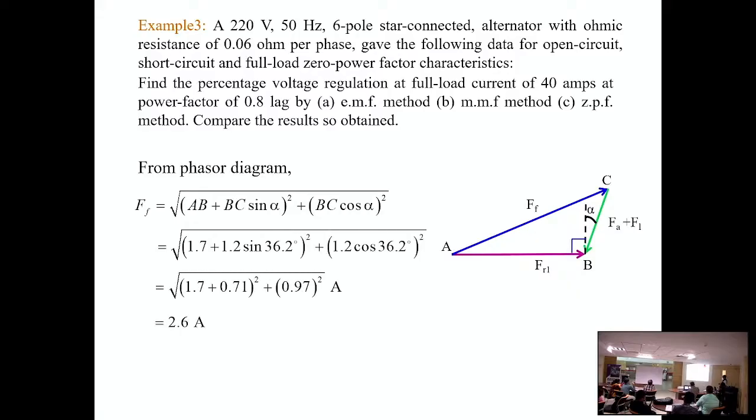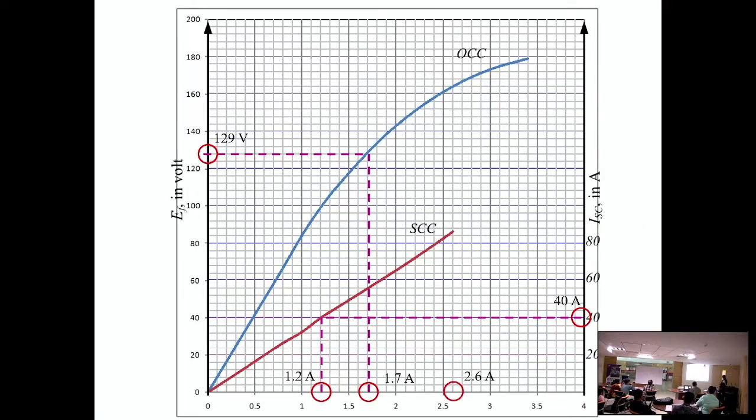FF is 2.6 ampere. Again go to your plot. Identify this ampere on the field current axis. From there draw a vertical line that will intersect the OCC at some point. So this is 2.6 ampere. From here draw a horizontal line that will intersect the EF axis at some point. That is your required EF. Automatically it will come.